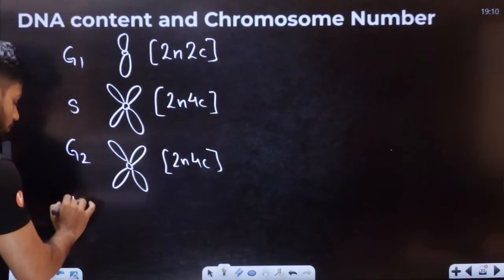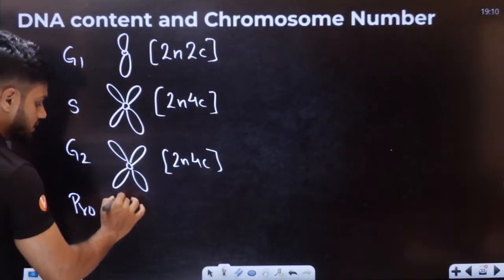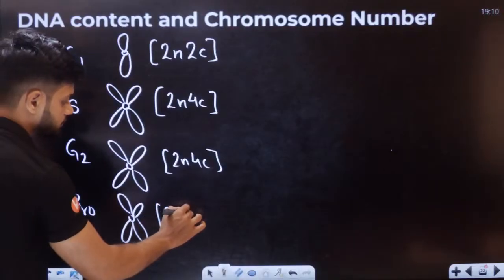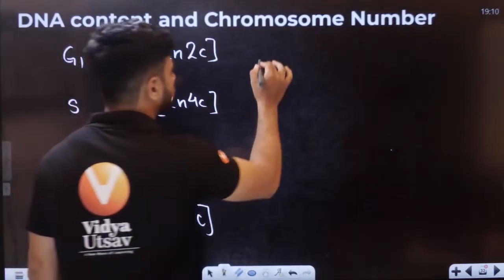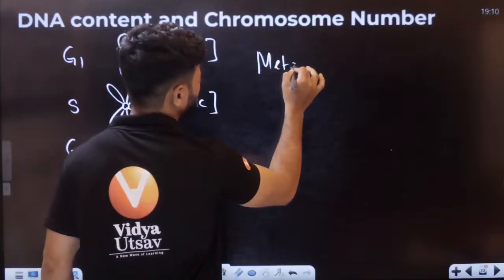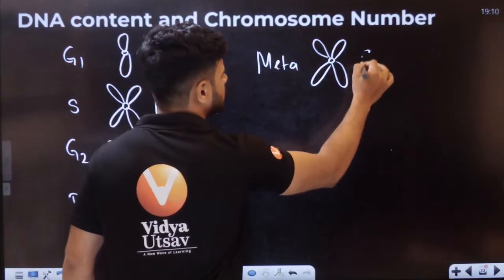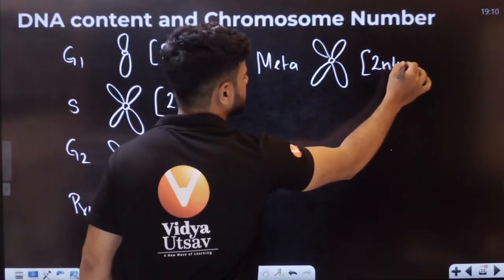In the case of prophase, same thing. No change in prophase also. Metaphase also, no change. 2N and 4C condition only.